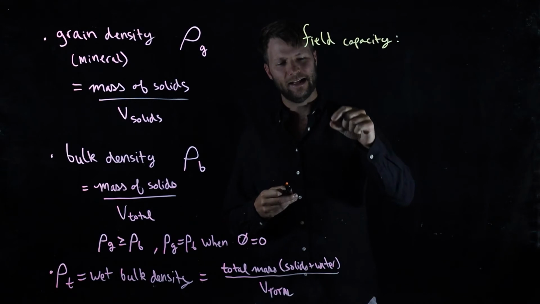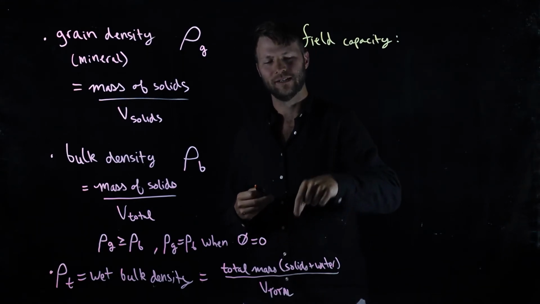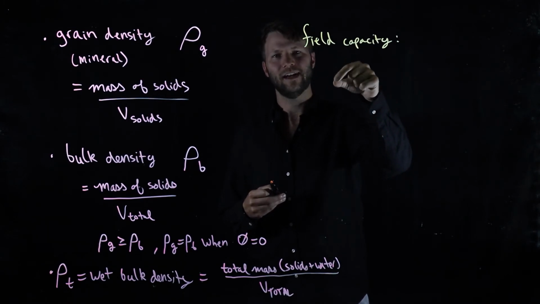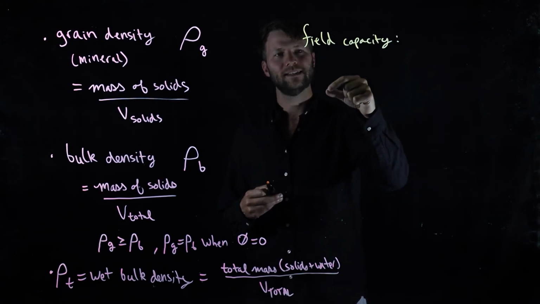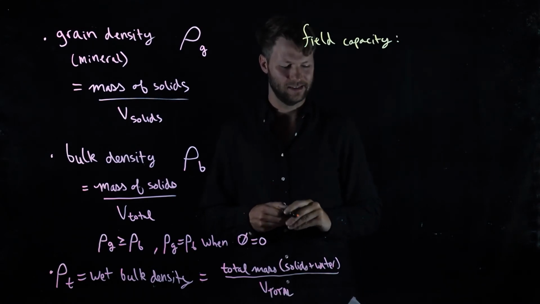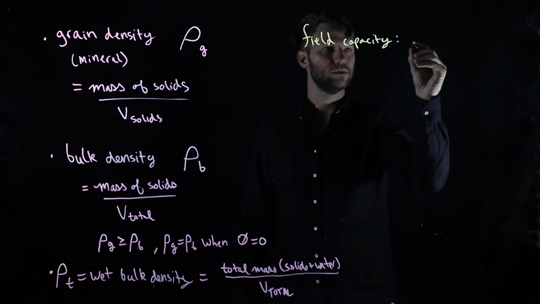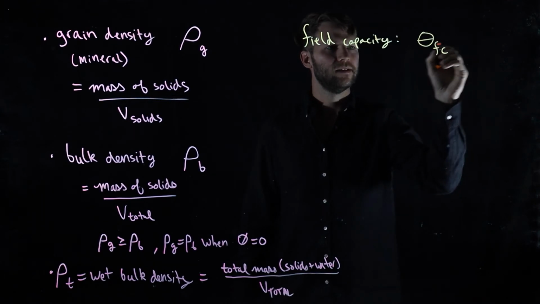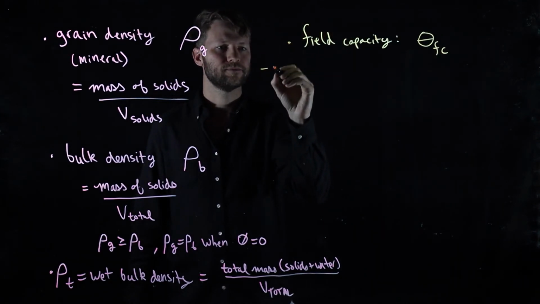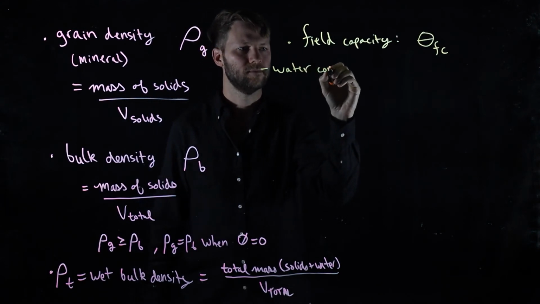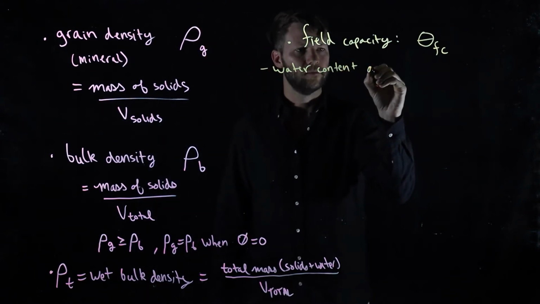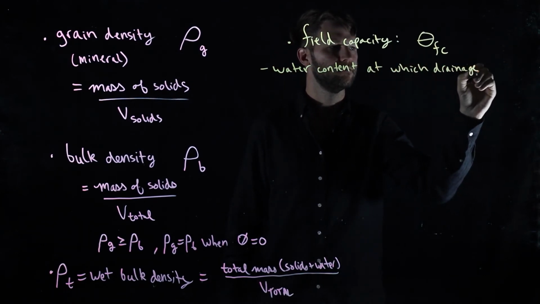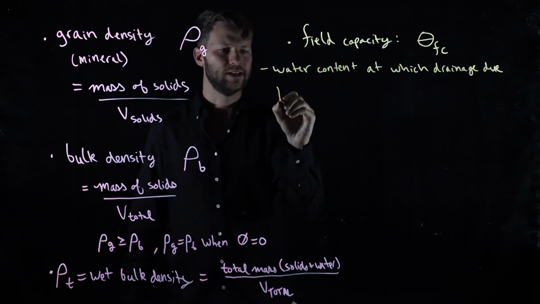And you can think about it in analogy. If you were to take a sponge, dunk it in water, and lift it up, it would drip, drip, drip. At a certain point, it's going to stop dripping, but there's still a lot of water in that sponge. The water content in that sponge is the field capacity at that time. So we will describe this as theta, water content, subscript FC, and it is the water content at which drainage due to gravity becomes negligible.